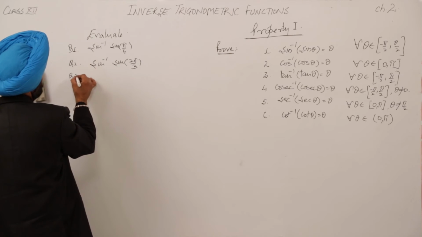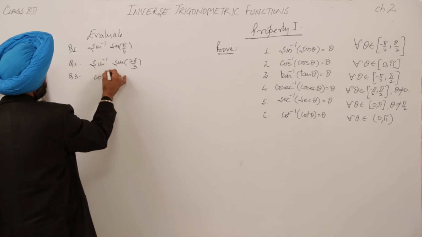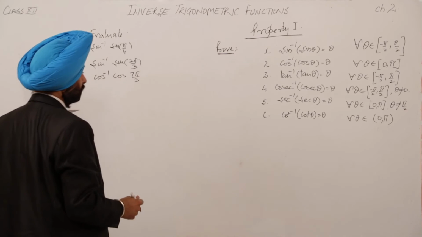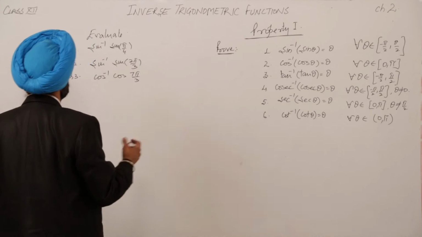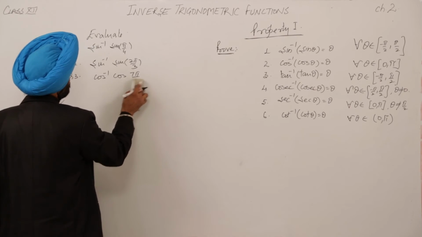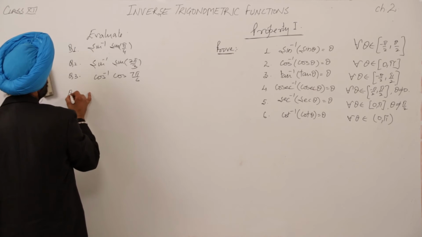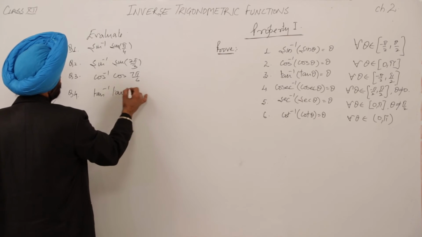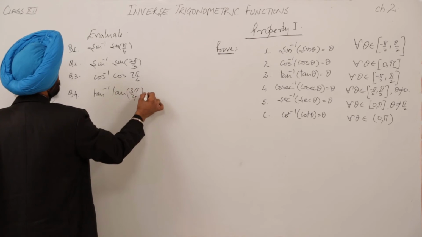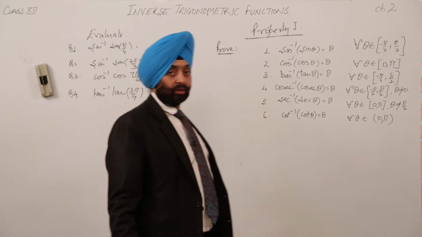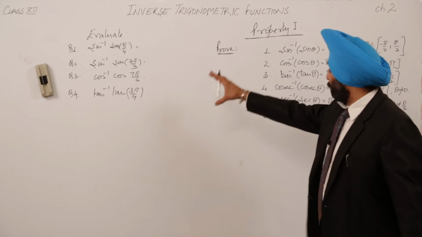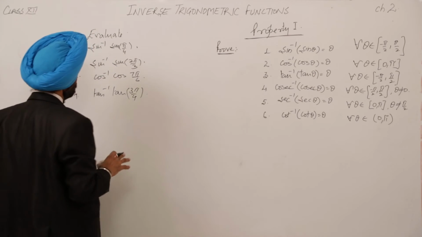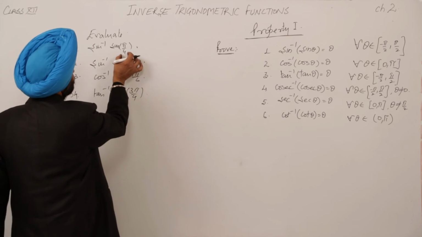Then question number 3, let it be cos inverse cos 7 pi by 3, or 7 pi by 6, you can do anything. Let's take a small angle. Question number 4: tan inverse tan 3 pi by 4. Suppose these are the 4 questions I have to solve. For solving these questions, first of all we have to check where the angle falls.